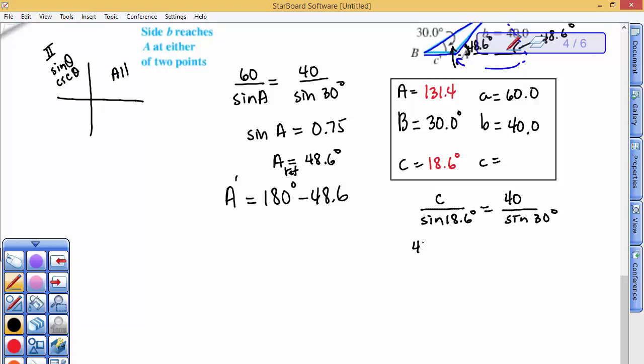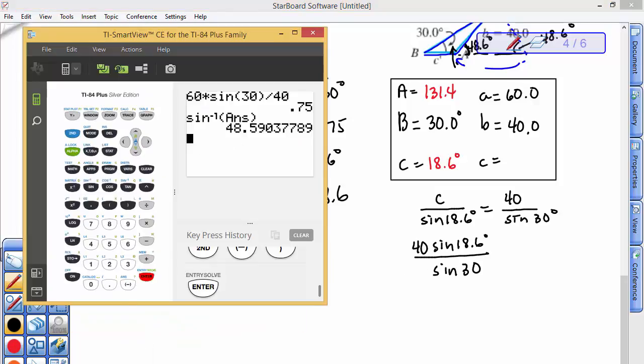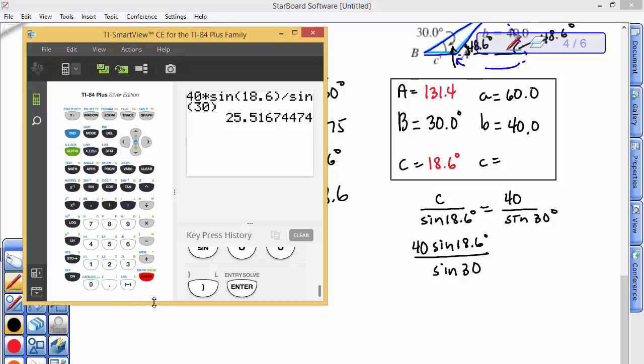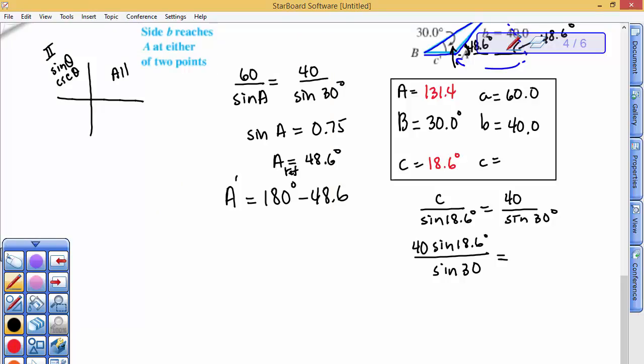So I need you to type for me 40 times the sine of 18.6, and then divide that by the sine of 30. Getting a little sloppy there. So 40 times the sine of 18.6, and divide that by the sine of 30. And I find out the side C is 25.5, I'm just going to put, is side C.